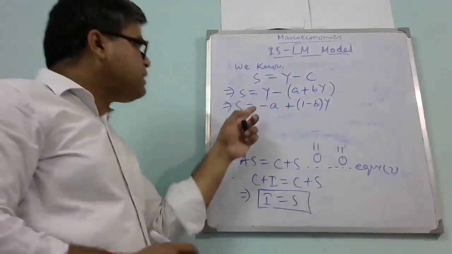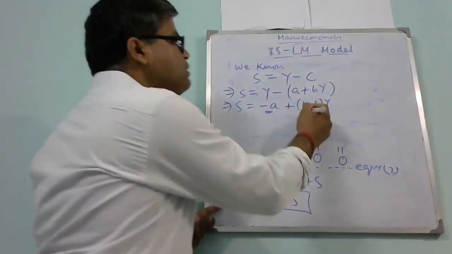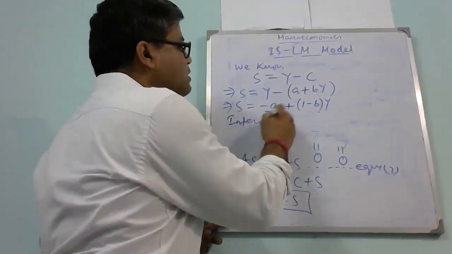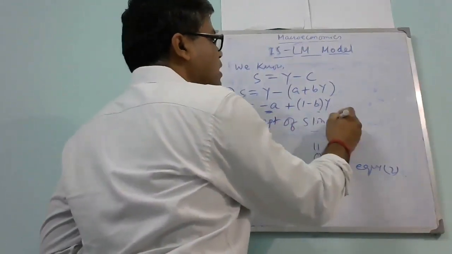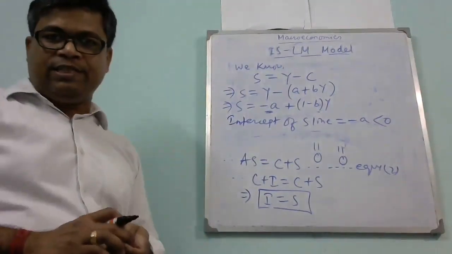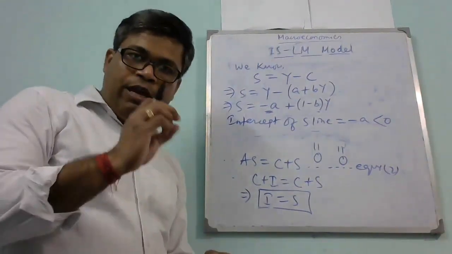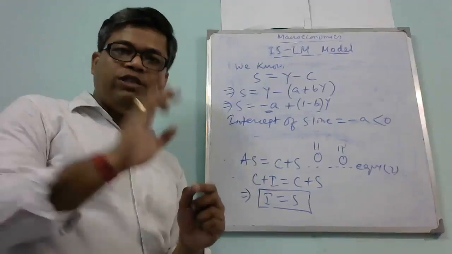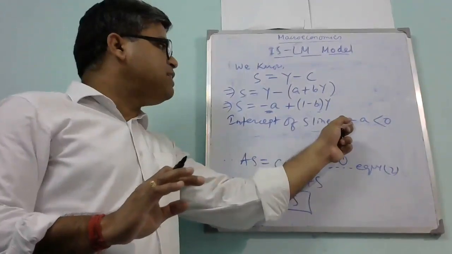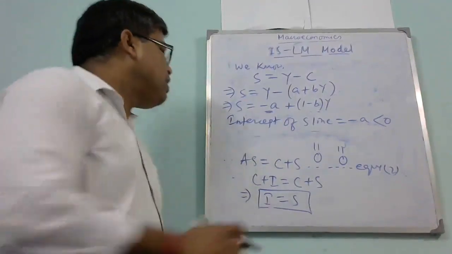So for the savings line, this is called the intercept of the savings line, and this one is called the slope of the savings line. The intercept of the S line is equal to minus A, that means negative. That means the savings curve will start from the negative quadrant, because the intercept of the savings line is negative. And what is A? A is called the autonomous consumption. That is always positive. But since there is a negative sign, the intercept of the S line becomes negative.